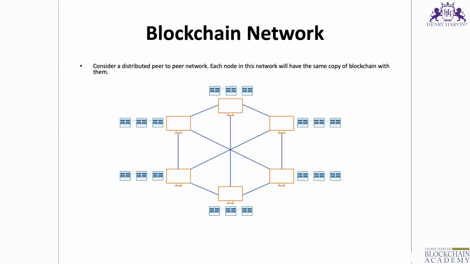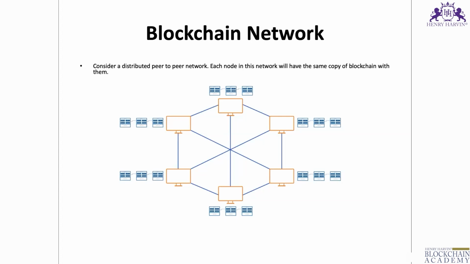In that case, too much computational power is not required, because there is no need to solve any puzzles. So electricity wastage can be reduced, and usage of these tokens is encouraged. That is proof of stake: whichever node holds the maximum number of tokens will be selected. And there is also the proof of burn algorithm.